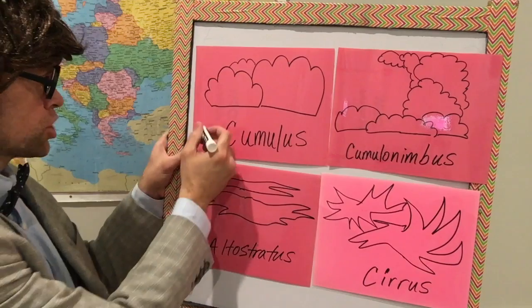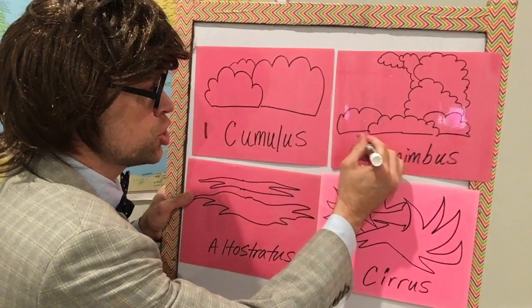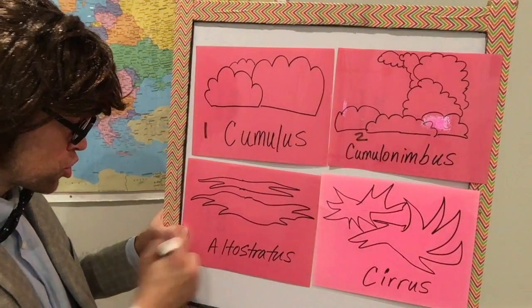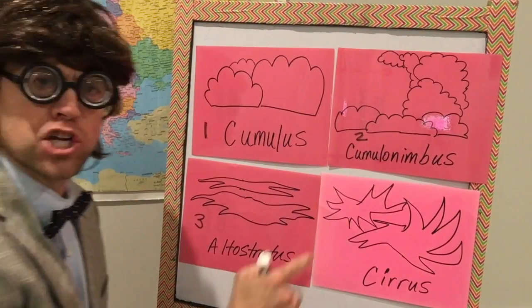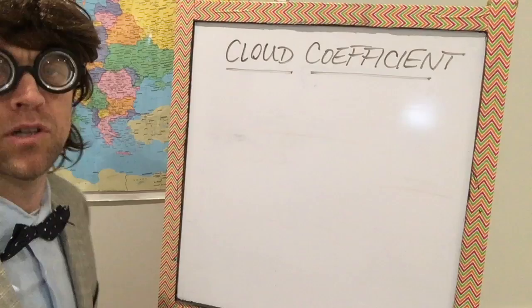If they say cumulus, that's 1 point. If they say cumulonimbus, that's 2. If they say altostratus, that's 3. And a cirrus gets 6. Watch out, folks. Pay attention to this.